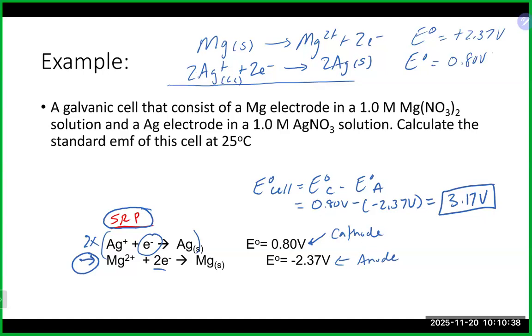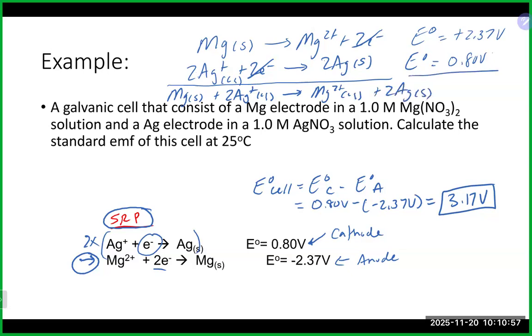That would give us our balanced equation where our electrons should naturally cancel out, and our magnesium plus our 2 silver go to magnesium with a +2 and 2 solid silver.